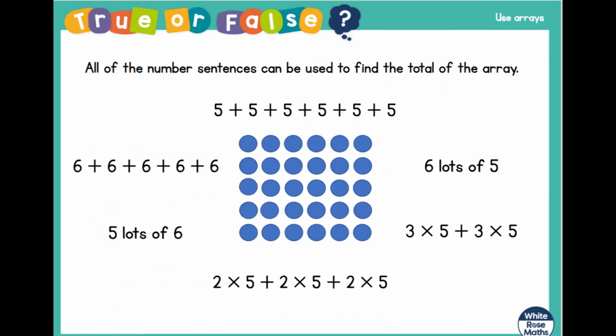Lastly, your challenge is all about true or false. So have a look at the array and the statements around it and just think about what is true and false. If you've printed this off, then you can circle it. If not, just discuss out loud or in your head, whoever you're with, about what is going on.